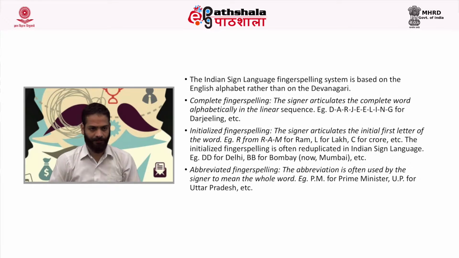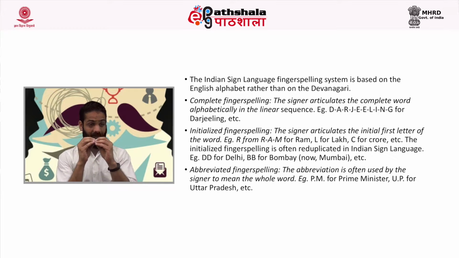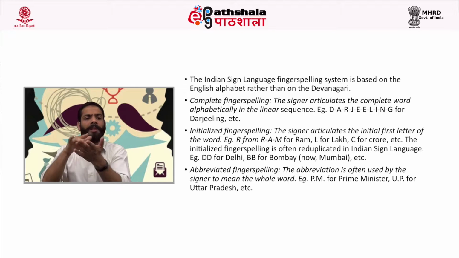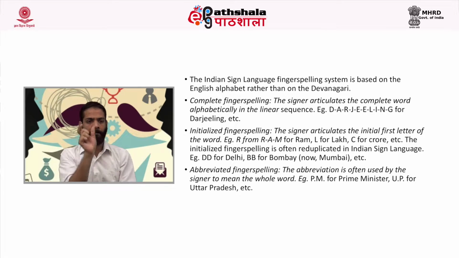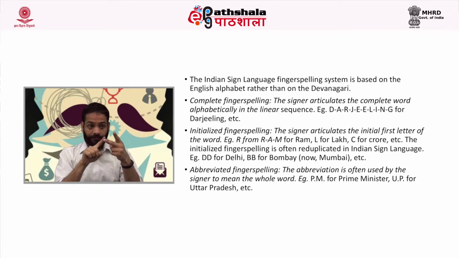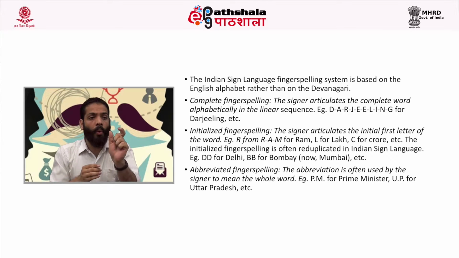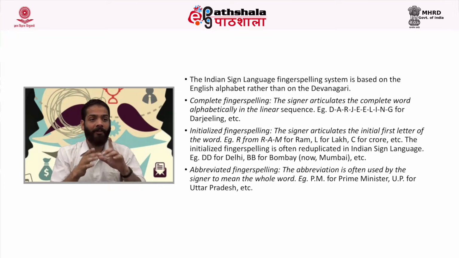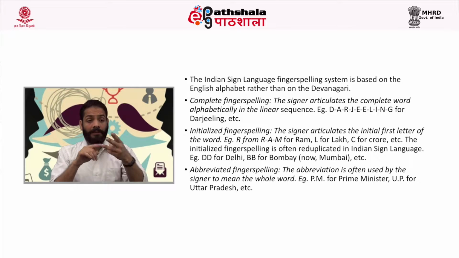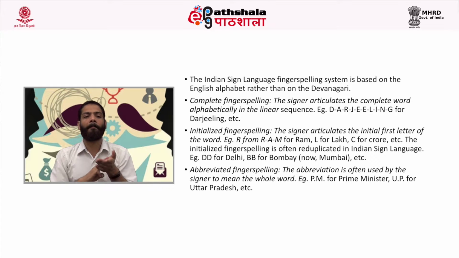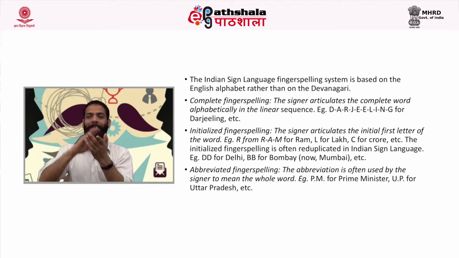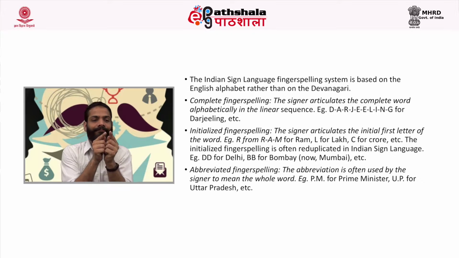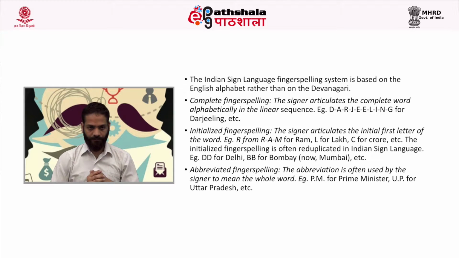There are different ways to fingerspell a word. The first way is complete fingerspelling. The signer articulates the complete word alphabetically in the linear sequence. The second is initialized fingerspelling. The signer articulates the initial first letter of the word. Example, L for lakh, C for crore, etc. So for example, short for Prime Minister would be PM.